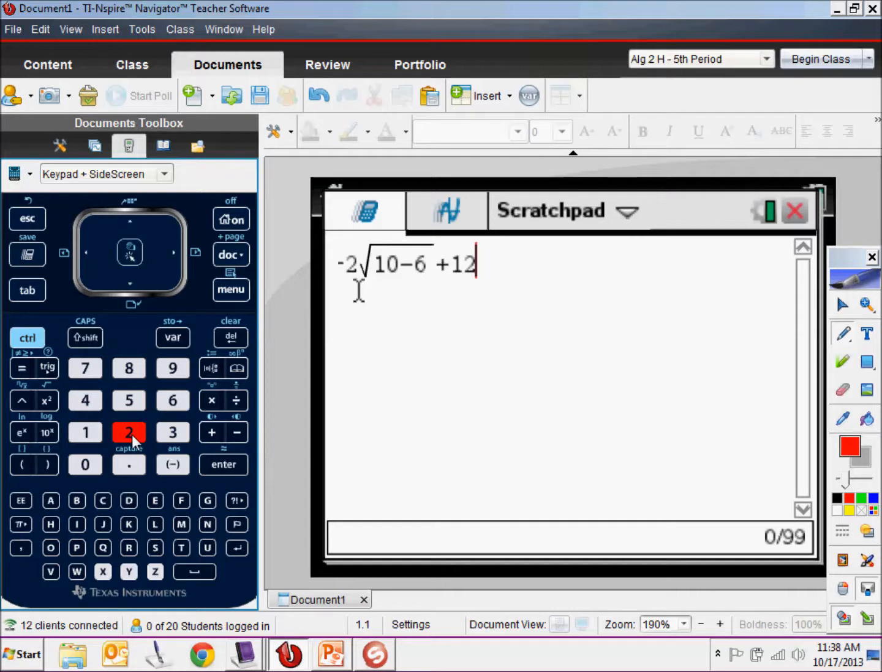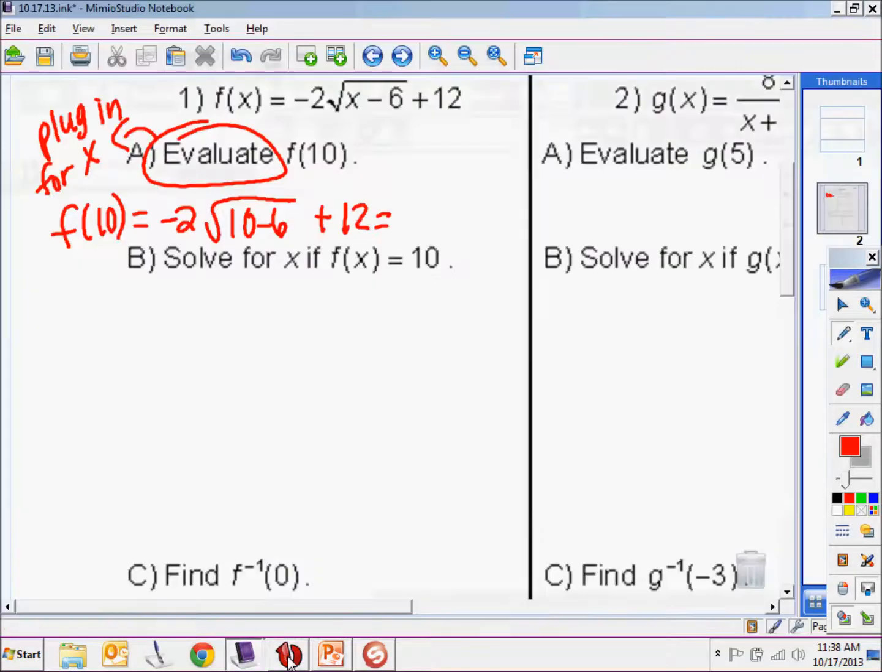But at home, you need to realize that this is saying 10 minus 6 is, square root of 4 is, negative 2 times 2 is, plus 12 is, and the calculator is going to do the same thing for you, because the calculator is going to follow the rules of PEMDAS. Do you remember this? Awesome. So the answer would be 8. Are we comfortable with solving? Solving means we plug in for x.